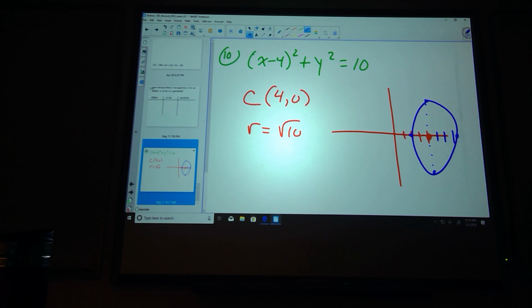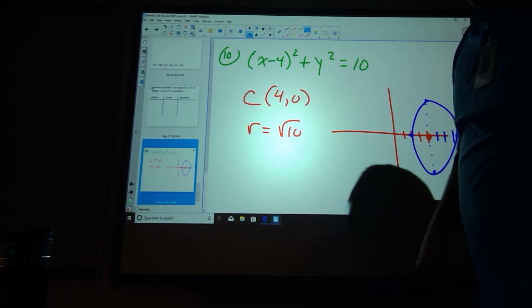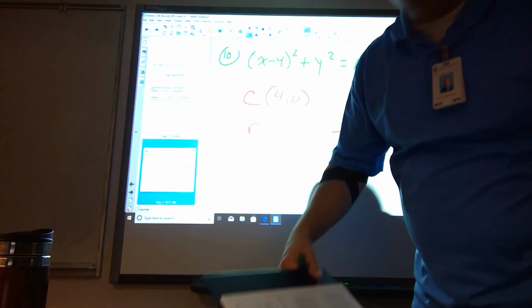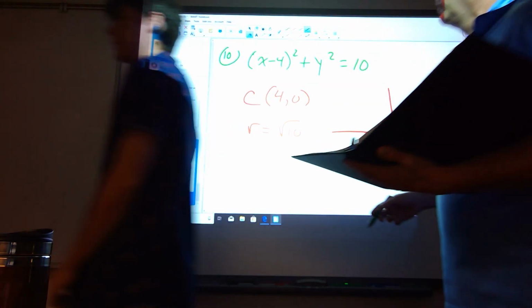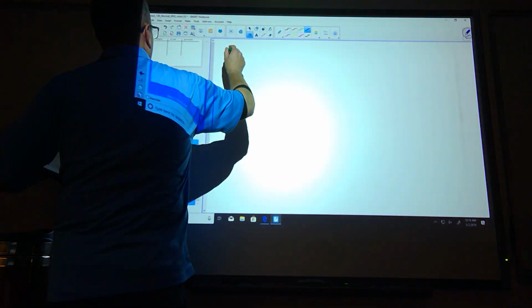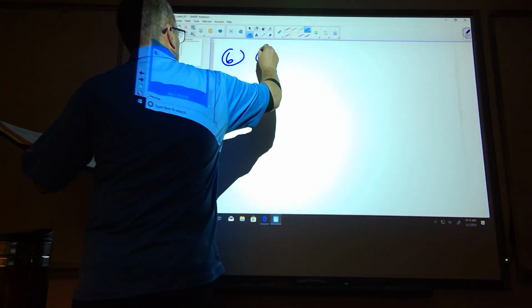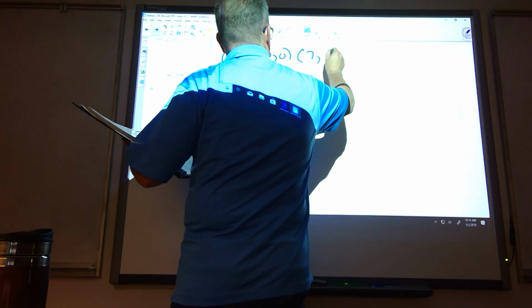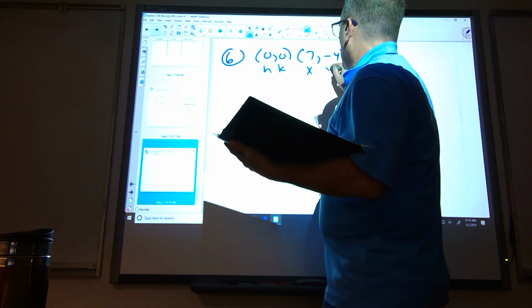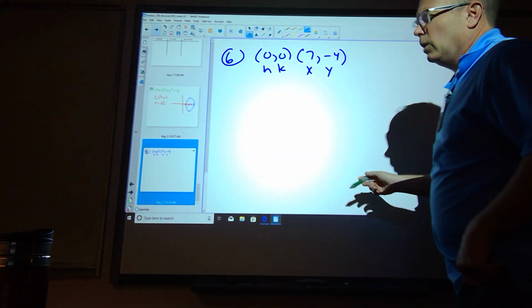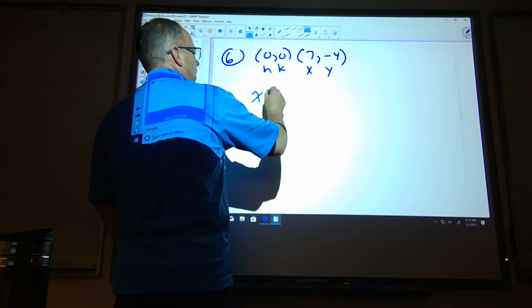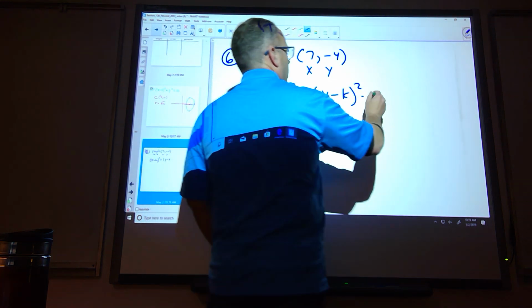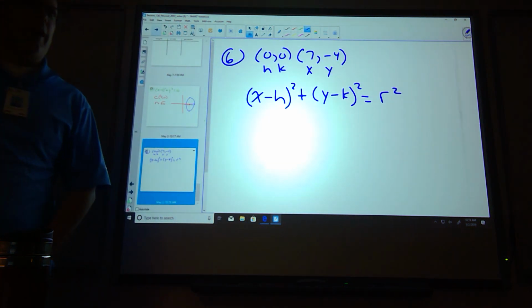What else did you see on that homework? 6. Write an equation in standard form of the circle that passes through the given point whose center is at the origin. Okay. So first thing we have to do is find the radius. They told us the center is at 0, 0, so that's h comma k. And they gave us this point 7, -4, so that's an x and a y. So let's do this. (x minus h) quantity squared plus (y minus k) quantity squared equals r squared. Is that okay?